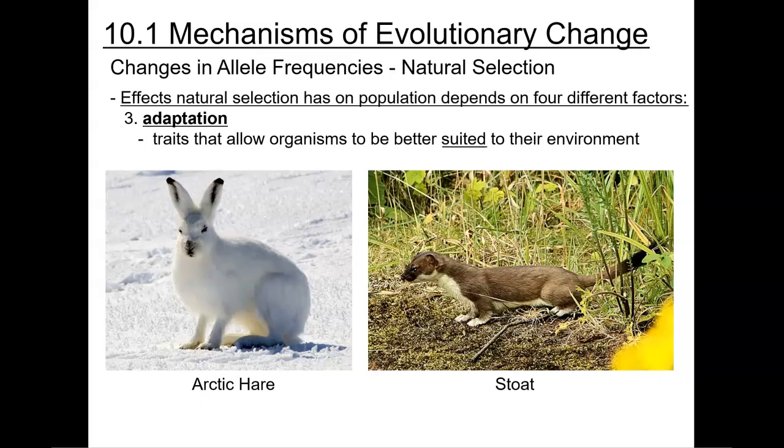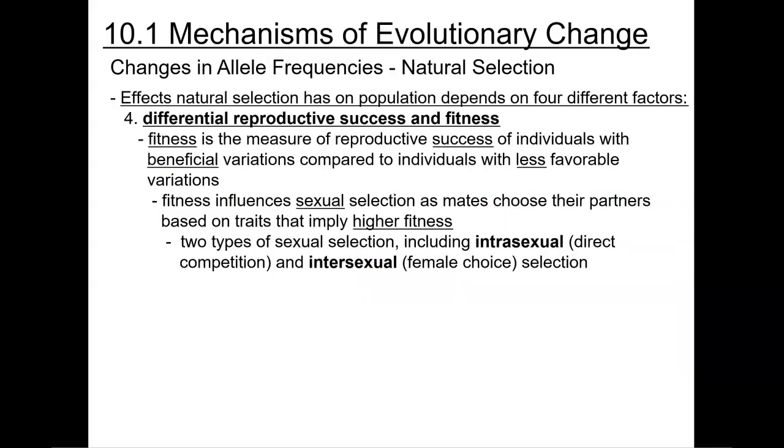With adaptations, these traits allow organisms to be better suited to their environment. So that might be camouflage, so that they can blend in and not be eaten by predators, or maybe they're able to outrun the predators, or maybe they can become the predator themselves. In differential reproductive success and fitness, fitness is considered the measure of reproductive success of an individual with beneficial variations compared to individuals with less favorable variations.